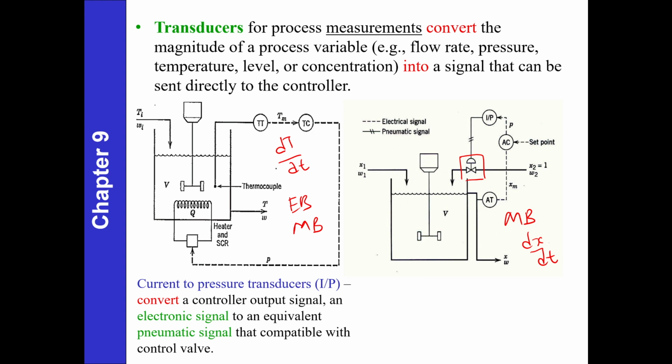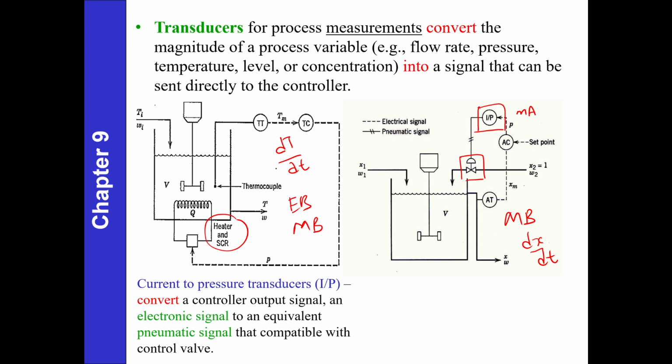Okay, if you can remember, this is a P&ID diagram, process and instrumentation diagram. And then here we have a heater as our final control element. In terms of transducer, here we have a current to pneumatic transducer, whereby it will convert the output of the controller from milliampere into pneumatic.